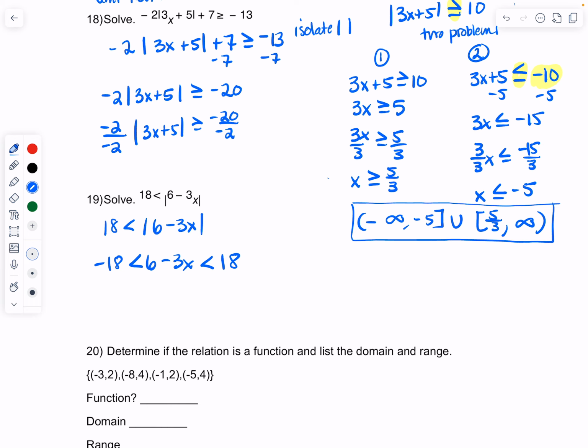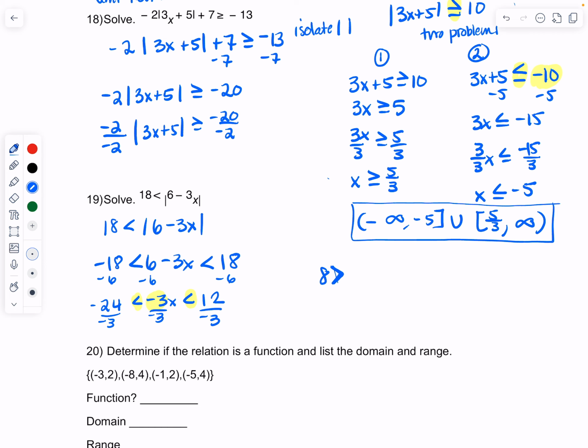All right. So I'm going to subtract 6 off of both ends. And when I do that, I get -24 is less than -3x, which is less than 18 minus 6, which is 12. Now, here's an example where I have a coefficient that is negative in front of x. So I know that's going to affect both of my inequality signs. So I'm going to divide by -3. And when I do that, I get -24 divided by -3 is a +8. Change the inequality sign.